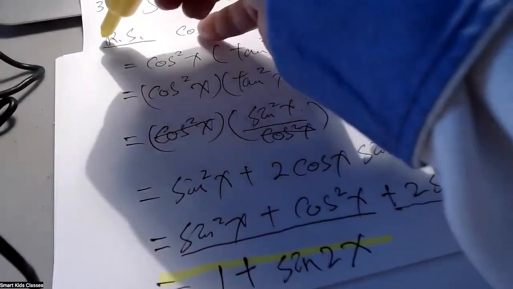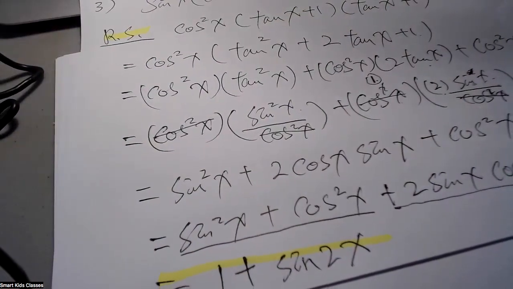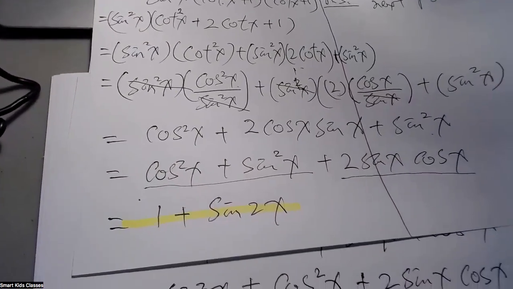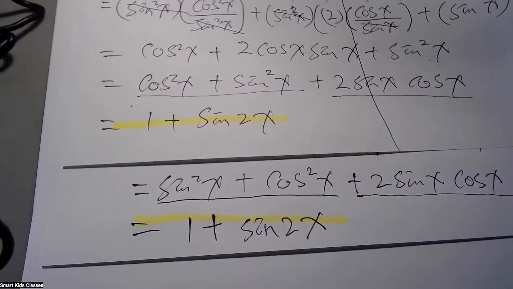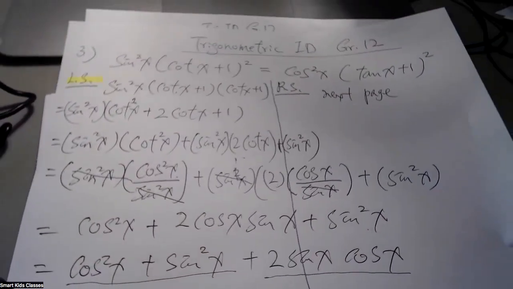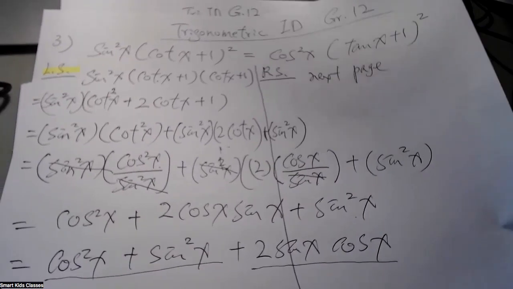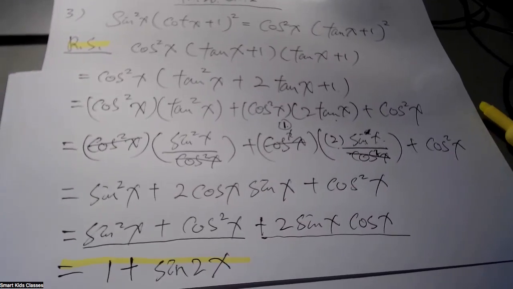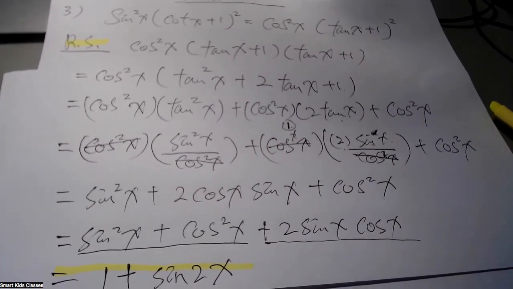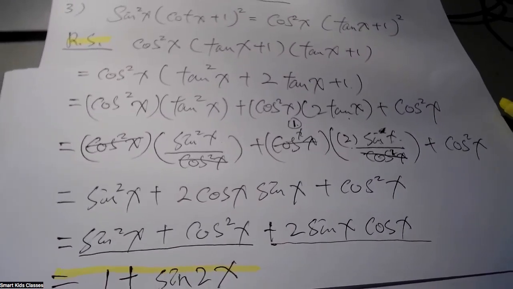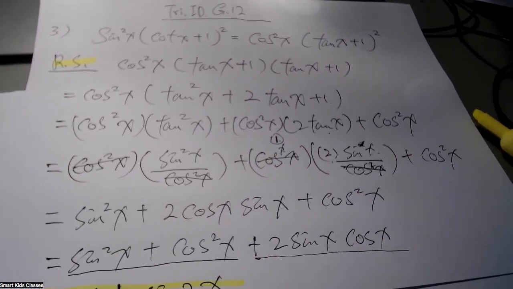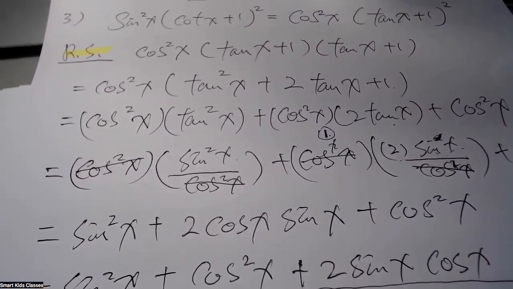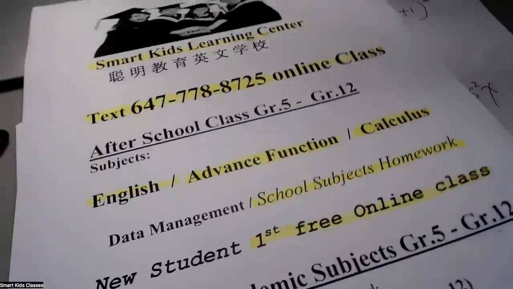Now we have the left side equal to the right side. No matter how complicated, you do it step by step. So the right side is also 1 plus sine 2x. The left side is also 1 plus sine 2x. It's a complicated question, but you can do it in a simplified way. Apply distribution and fractions to simplify. This is grade 12 trigonometry identities.